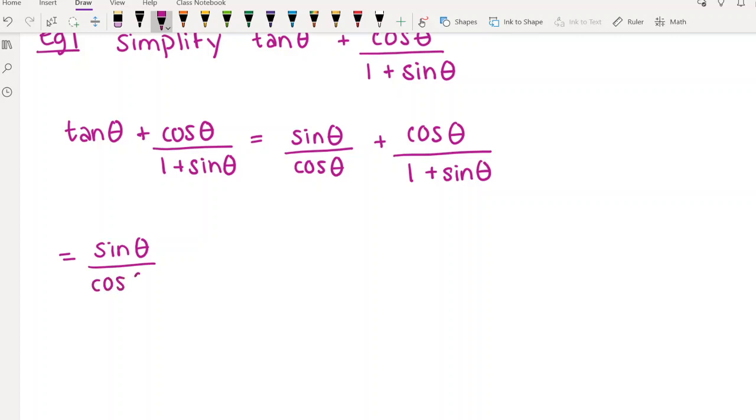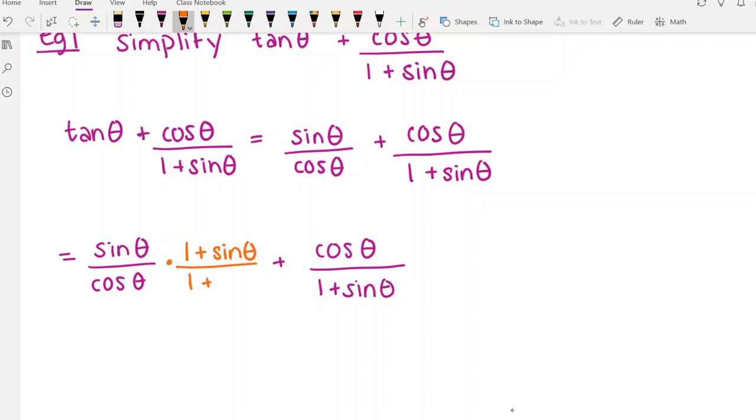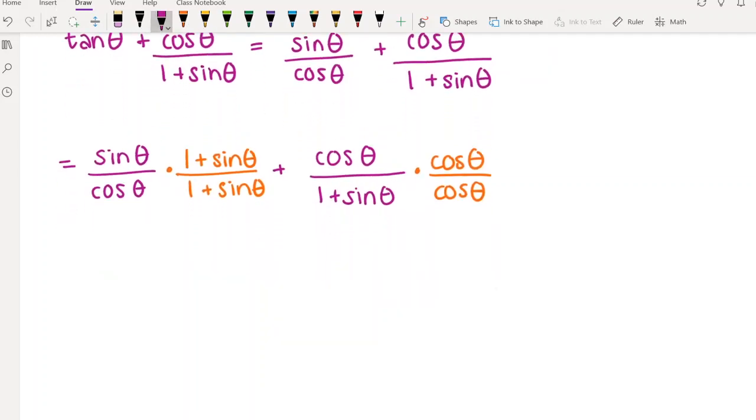I can write that multiplication, and then here we'll have, okay, so we're going to create this common denominator, and the way we're going to do it is we're going to multiply this one by 1 plus sine of theta over 1 plus sine of theta. And then we're going to multiply this one by cosine of theta over cosine of theta. So again, it's definitely going to at least momentarily make this look more complicated, but eventually if we just follow it through, we'll get to a simpler answer.